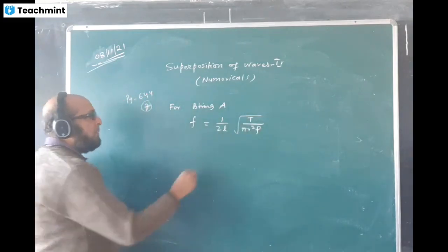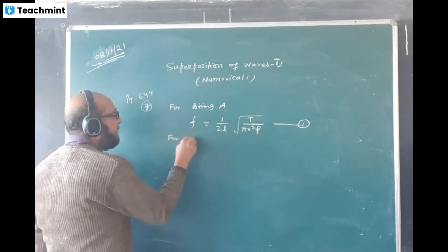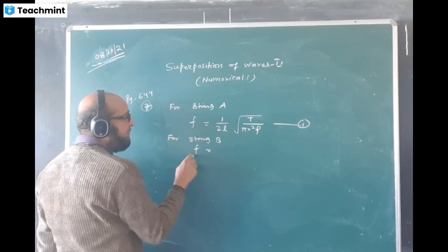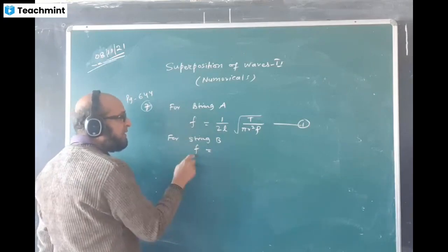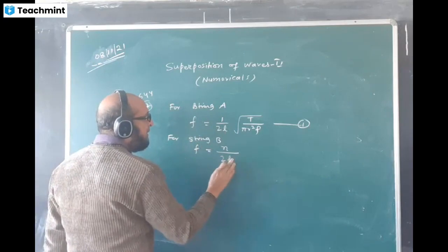Mark this as equation 1. Now write for string B. For string B, the frequency is the same. The question says the frequency is the same. Which overtone, find the value of n. Length is double.